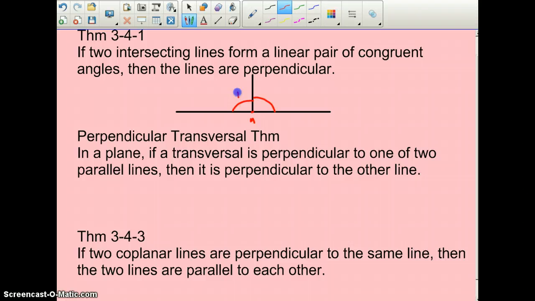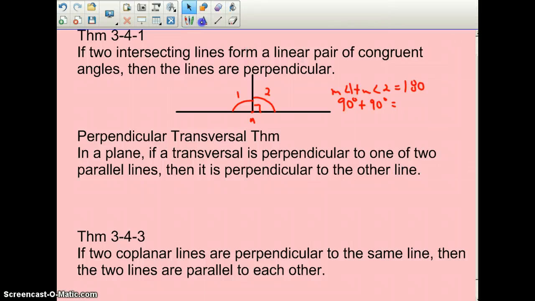Well, if this is angle 1 and this is angle 2, if the measure of angle 1 plus the measure of angle 2 equals the 180, and they have to be the same measurement because they're congruent, then the only two things I could add together to equal that 180 would be the 90-degree angles. So that would make sure that they would be perpendicular then. All right, perpendicular transversal theorem is in a plane. If a transversal is perpendicular to one of the two parallel lines, then it is perpendicular to the other line also.